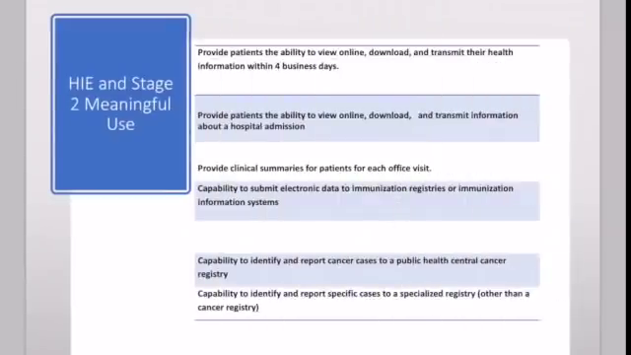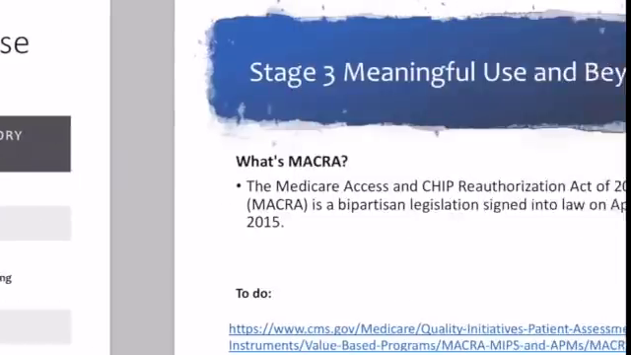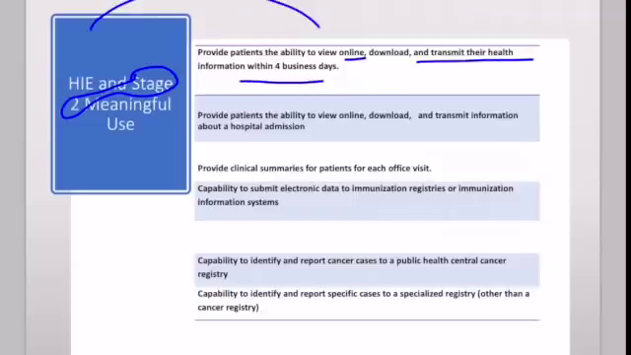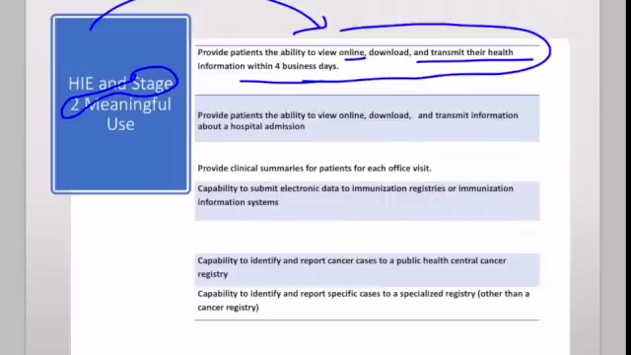For example, health information and stage 2 meaningful use; they have two stages, stage 2 and stage 3 meaningful use. At stage 2, they say, provide patients the ability to view online, download and transmit their health information within 4 business days. With that, patients would be able to get information within a defined period of time. Secondly, provide patients the ability to view, download and transmit information about hospital admission. Thirdly, they provide a clinical summary to patients.